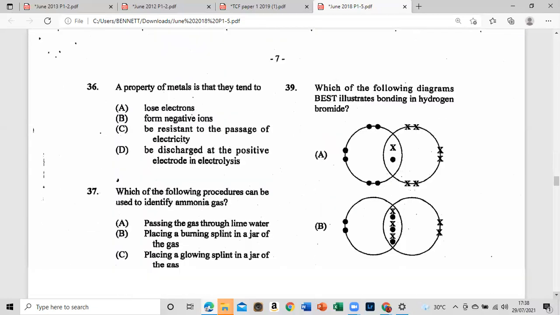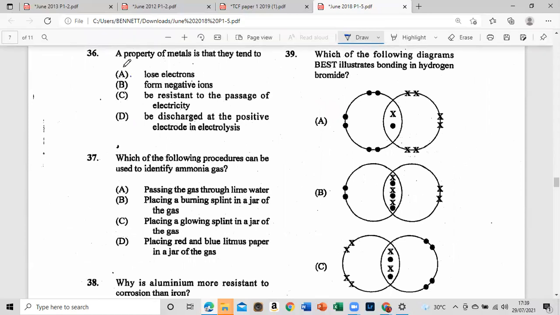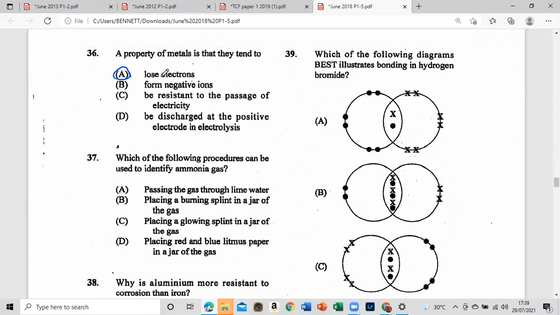How are you feeling? Guys, must be feeling confident after watching so many videos. 36. A property of metals is that they tend to lose electrons. I'm not going to go further. Let's move on to 37.